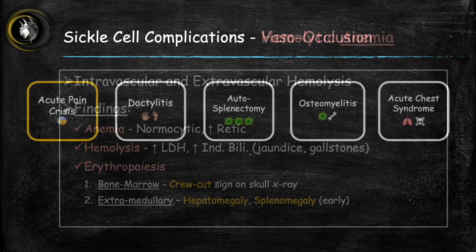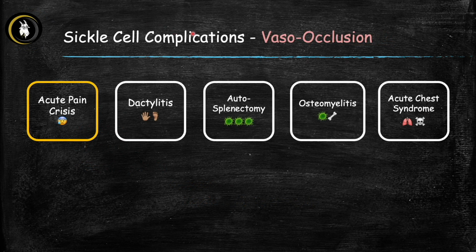So now let's switch to learning about the features of vaso-occlusion in sickle cell disease. Sickle red blood cells are inflexible and sticky, so they can clump in small blood vessels and cause occlusion of blood flow.